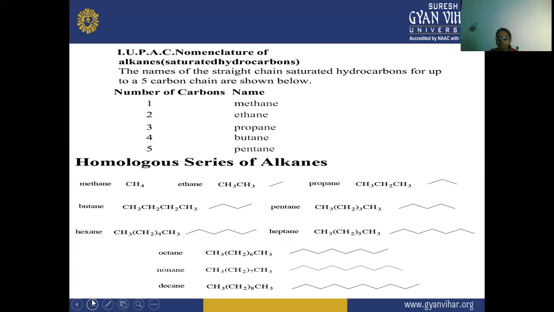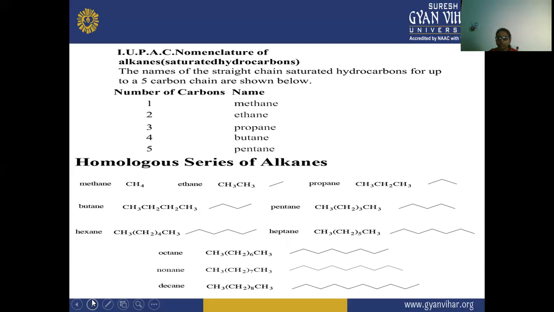If it contains 2 carbon atoms, then it is ethane. Which means in ethane, the carbon atoms are bonded with each other by a single bond. Next, if they have 3 carbon atoms, then it is propane. So in propane, there are 3 carbon atoms that are bonded by single bonds.